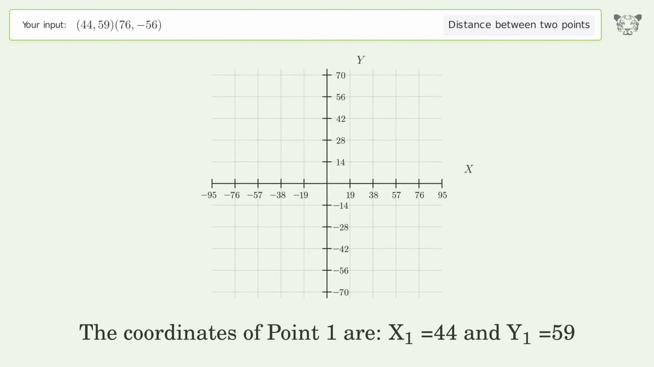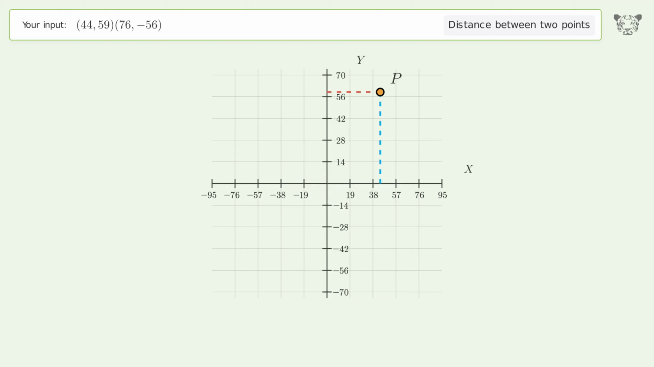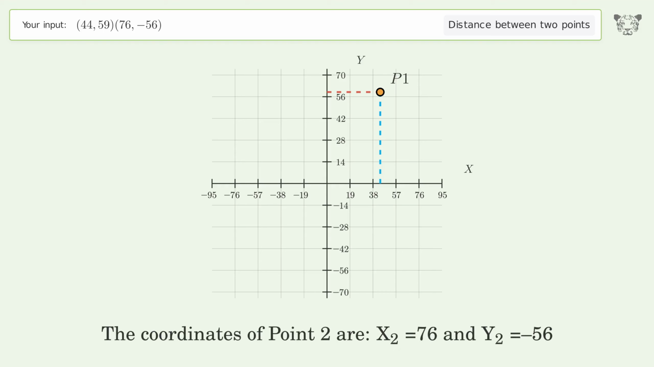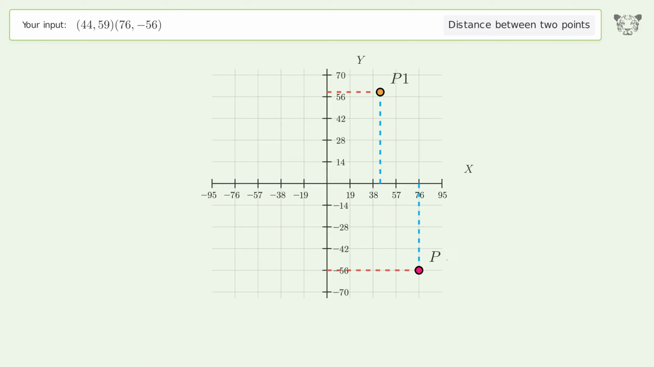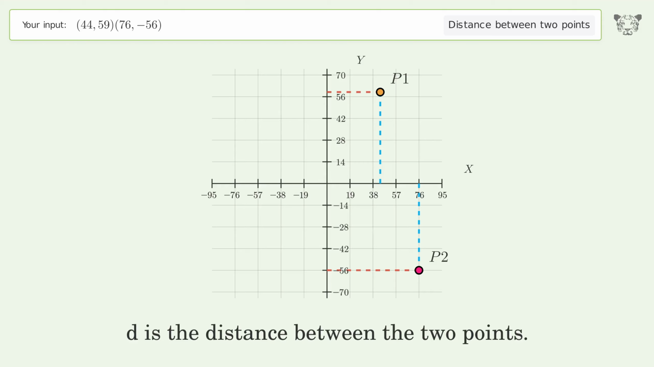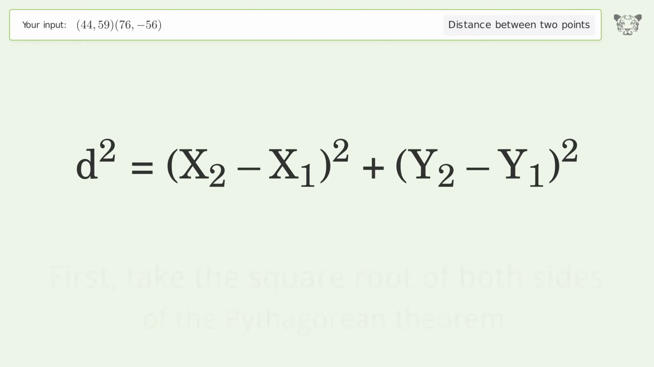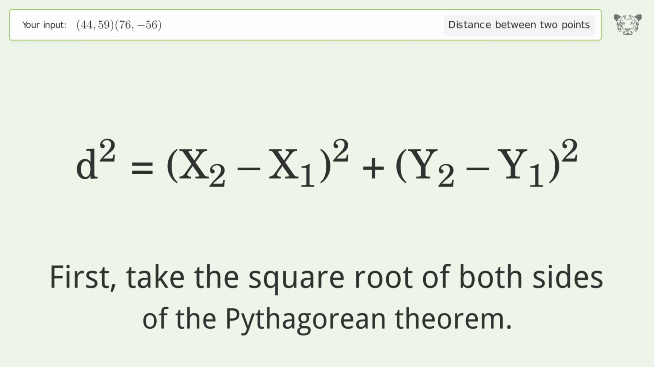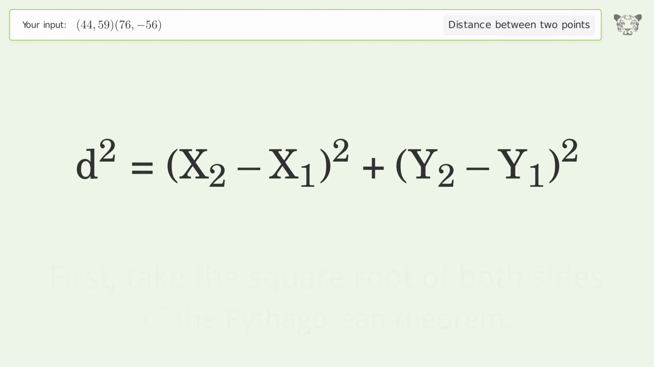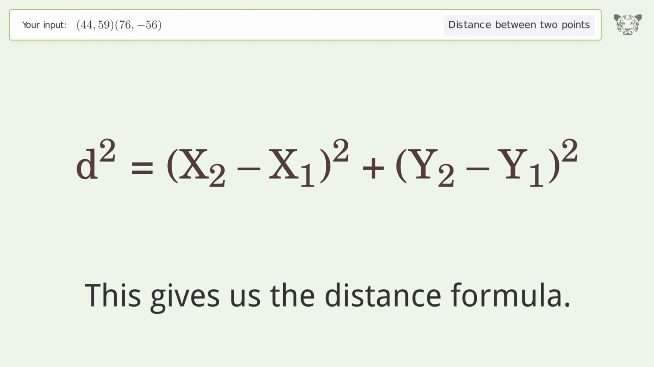The coordinates of point 1 are x1 equals 44 and y1 equals 59. The coordinates of point 2 are x2 equals 76 and y2 equals negative 56. D is the distance between the 2 points. First, take the square root of both sides of the Pythagorean theorem. This gives us the distance formula.